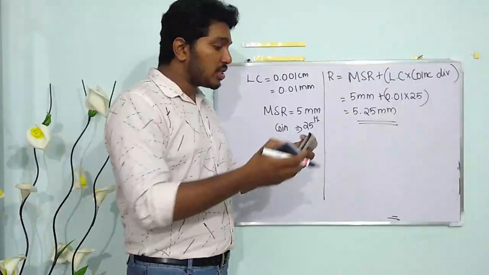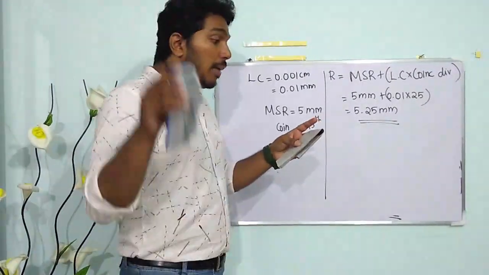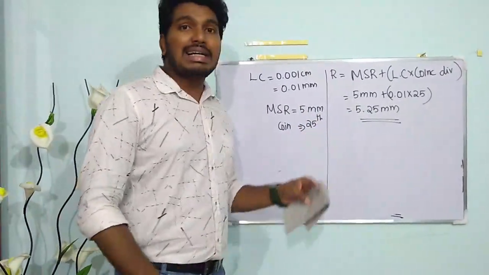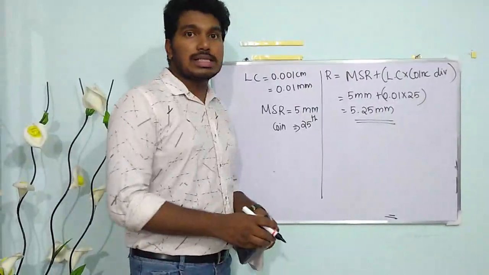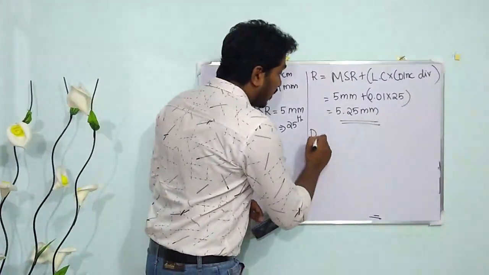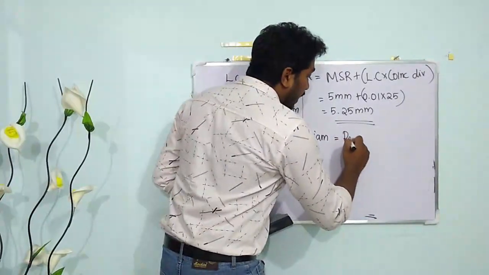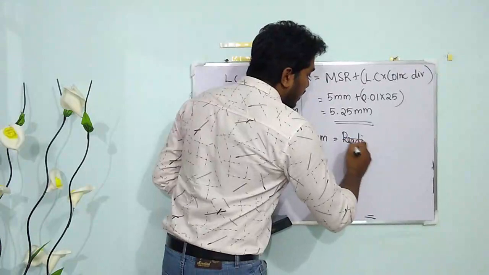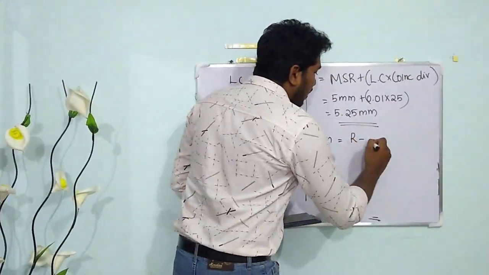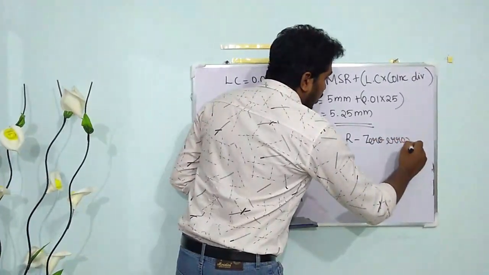What is in the last part of the question? It is said, if the screw gauge has 0 error minus 0.004 centimeter, the correct diameter of the ball. So there is a 0 error. When there is a 0 error, we can find the diameter like this. Diameter will be equal to reading, which is our R here, right? R minus the 0 error.